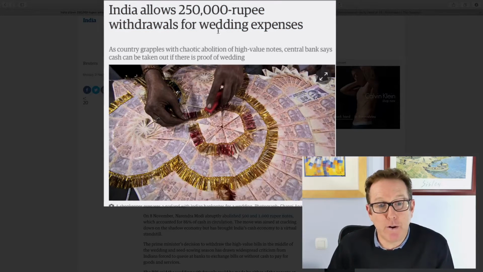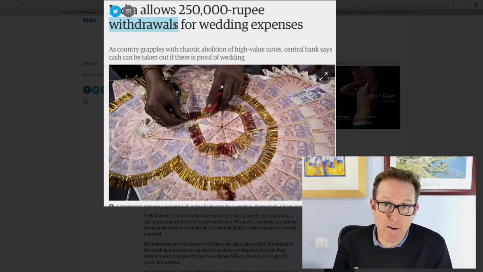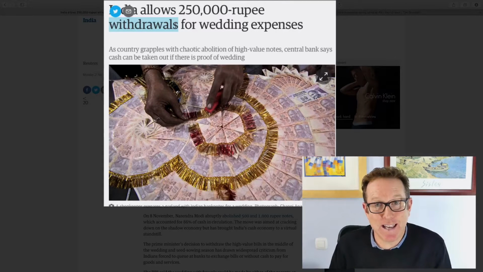Now the key word from the headline would be withdrawal. If you go to the bank, you withdraw money. You take money out of the bank. You withdraw it, okay? For wedding expenses in India.